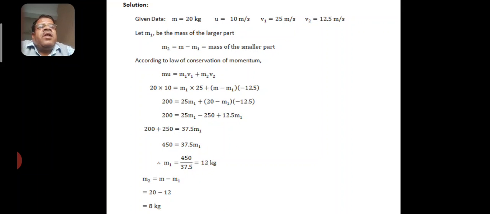Assume that the mass of the larger part is m1. Then automatically the mass of the smaller part is m2 equals m minus m1. According to the law of conservation of momentum, mu equals m1 v1 plus m2 v2. Substitute the value of m and the value of u, you get 200. Then v1 equals 25 m1. Then m2 equals m minus m1, v2 equals minus 12.5. After simplification, see what you get.